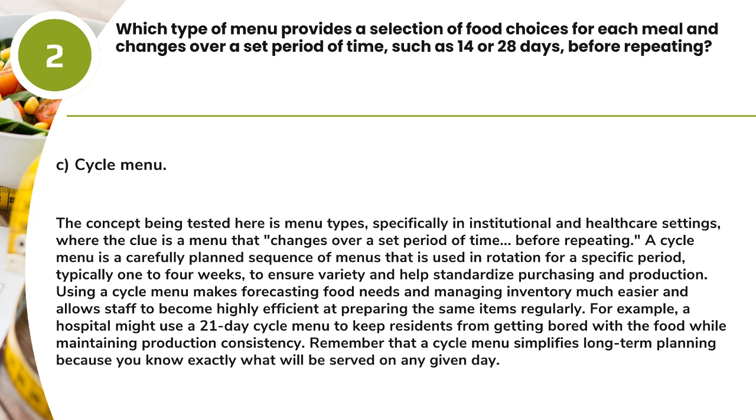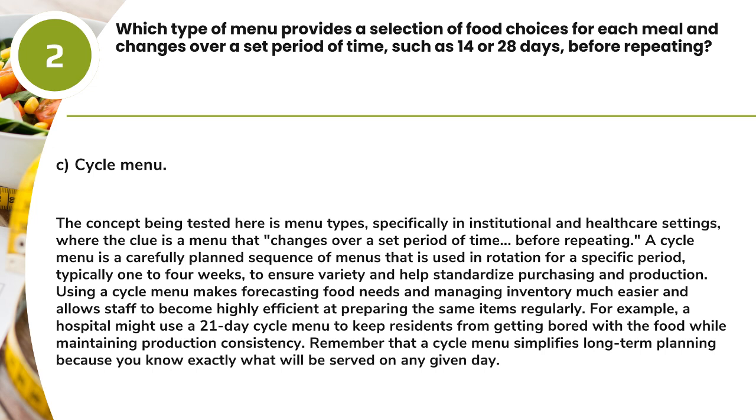Using a cycle menu makes forecasting food needs and managing inventory much easier and allows staff to become highly efficient at preparing the same items regularly. For example, a hospital might use a 21-day cycle menu to keep residents from getting bored with the food while maintaining production consistency. Remember that a cycle menu simplifies long-term planning because you know exactly what will be served on any given day.